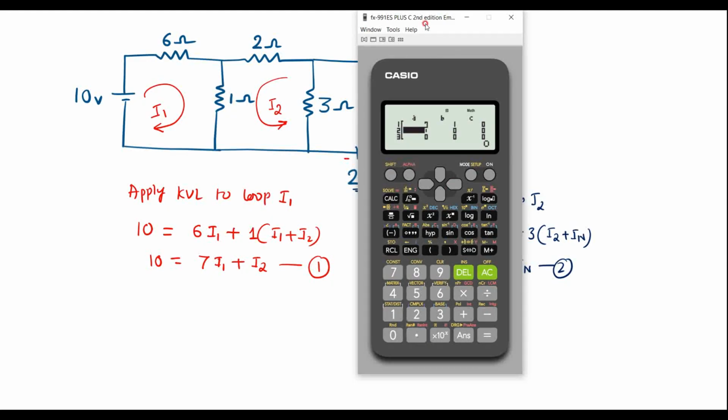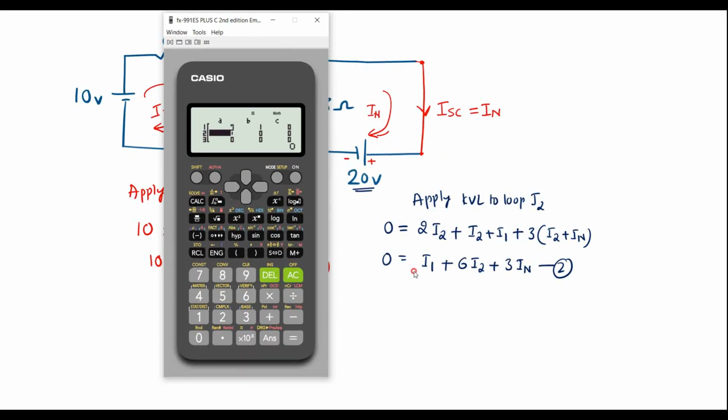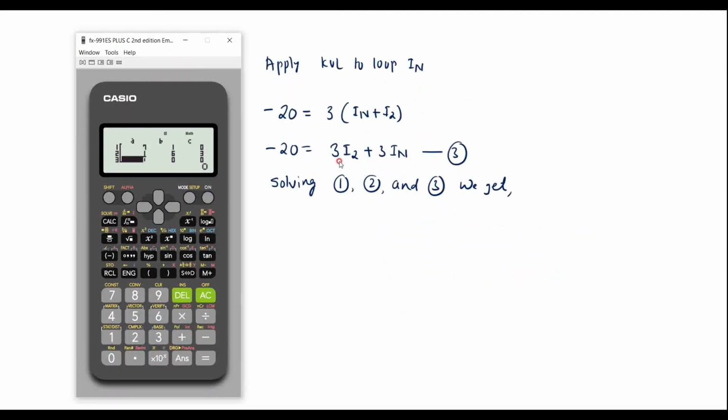So we fed the first equation values. Now let me feed the second equation. Here we have 1, 6 and 3, and this side its value is 0. Similarly for the third, coefficient of I1 is 0, coefficient of I2 is 3, coefficient of IN is 3, and this value is minus 20. So press equal once again. The coefficient of x is nothing but I1. So I1 is 0.5, I2 is 6.5.